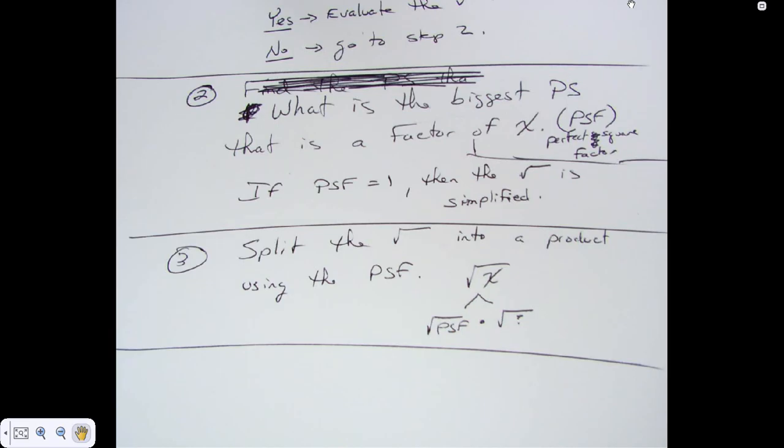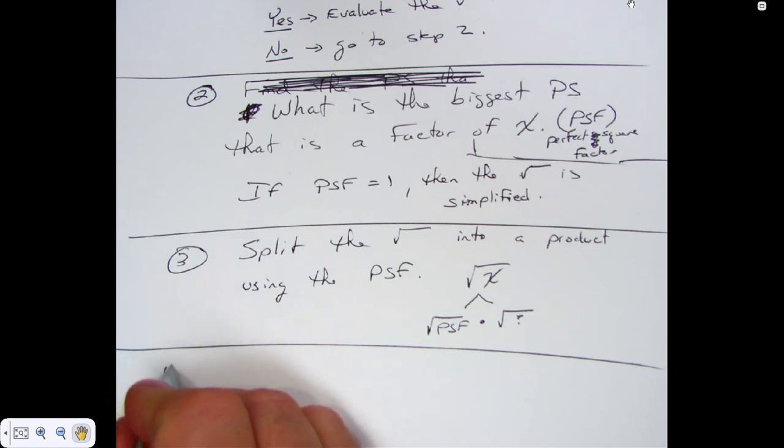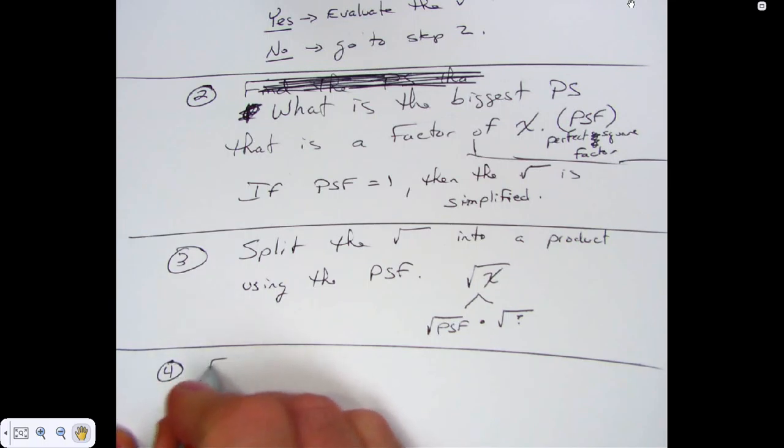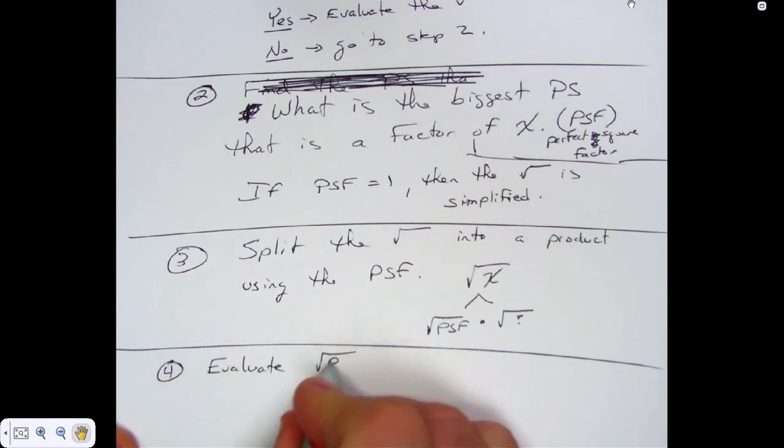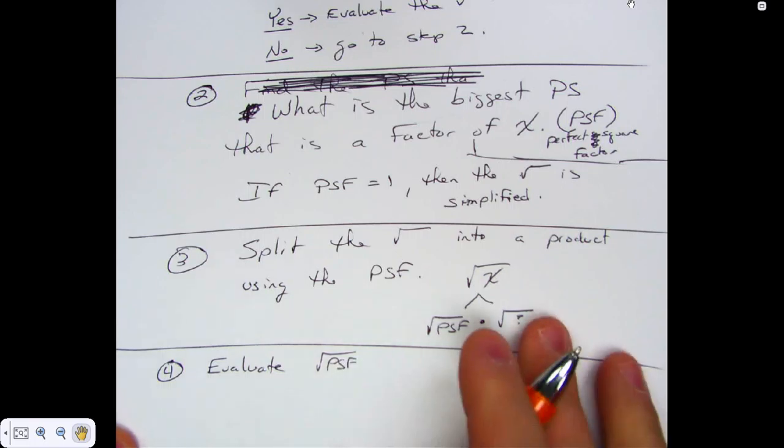This will make more sense when we actually do a problem using these steps. So it's going to split up into square root of your perfect square factor times, well, whatever's left. Whatever you had to multiply that by to get x. Then evaluate the square root of your perfect square factor.